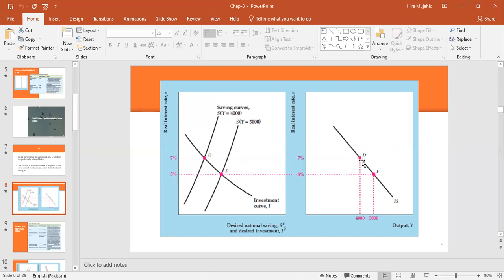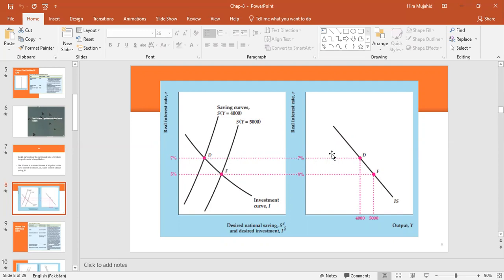The graph shows the goods market equilibrium for two different levels of output, 4,000 and 5,000, right? The output corresponding to each saving curve is indicated in parentheses next to the curve. A higher level of output increases desired saving. This is the reason the curve is shifted toward the right. When output is 4,000, the real interest rate that clears the market is 7%. And when output is 5,000, the real interest rate is lower.